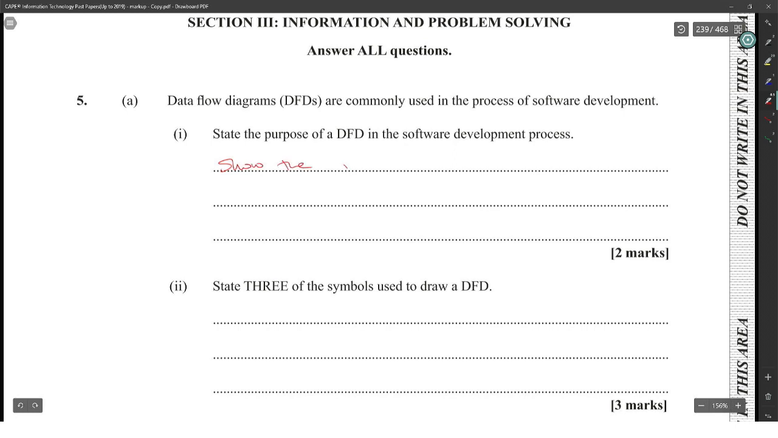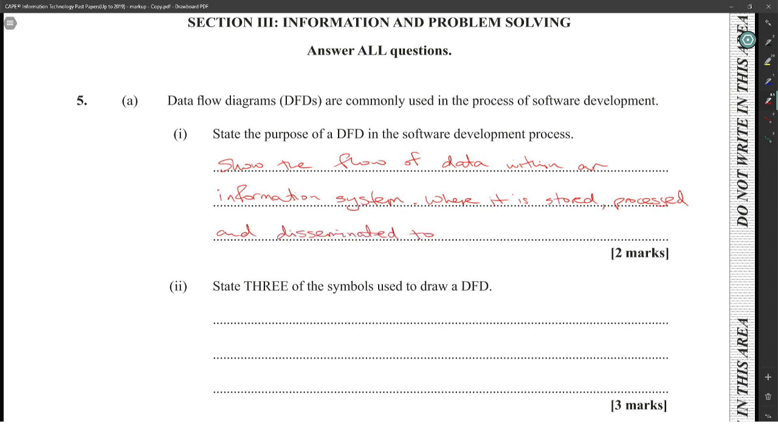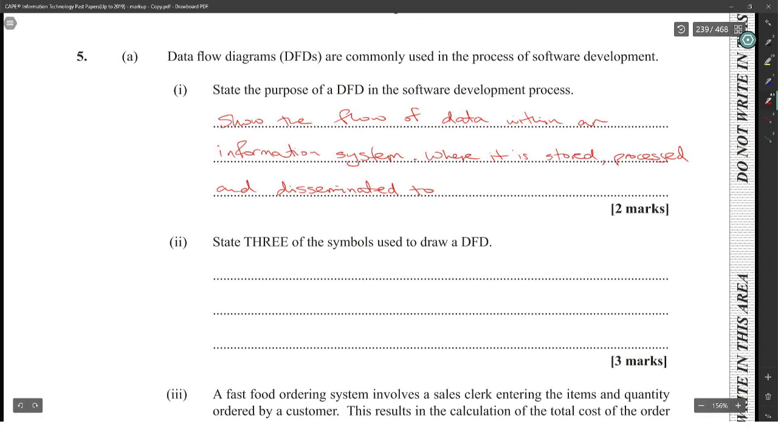show the flow of data within an information system, where it is stored, processed, and disseminated to. Right, yeah, to show the flow of data within our information system where it's stored. Same three symbols used in a data flow diagram.